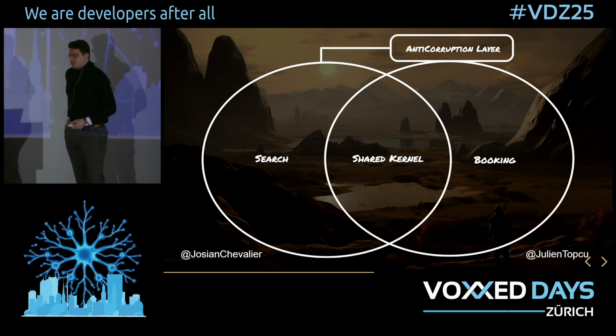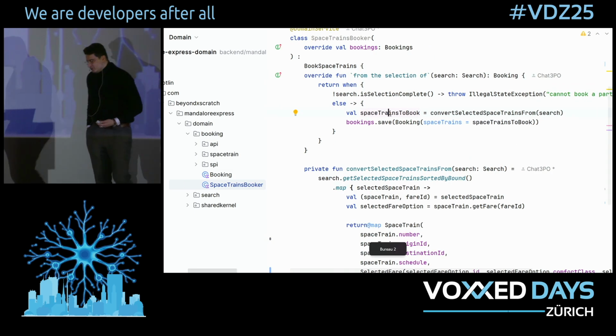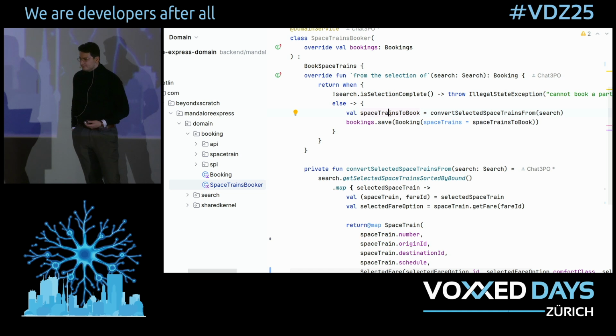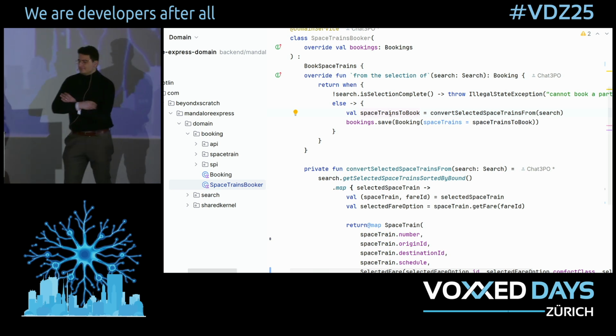Okay. Hey, Chat3PO, extract the anti-corruption layer. I think it doesn't recognize your authority. I think it's a Mandalorian accent issue. No. Let me try. Chat3PO, extract the anti-corruption layer.